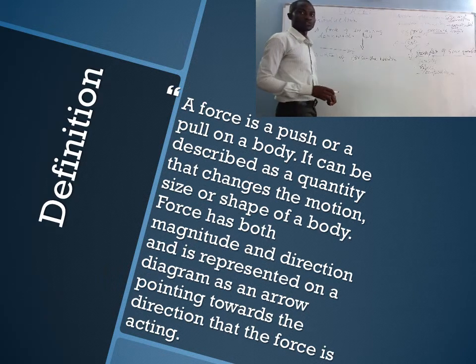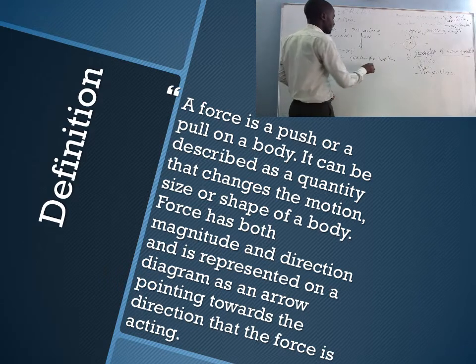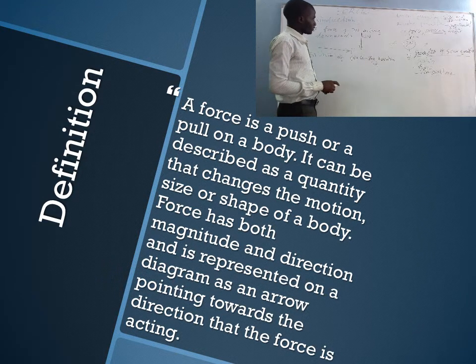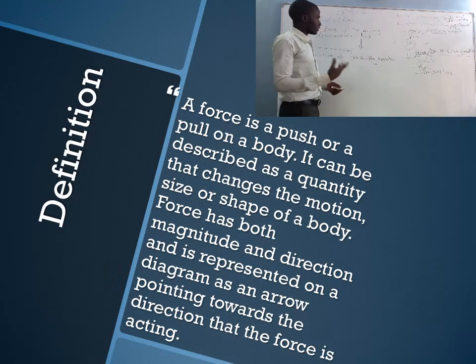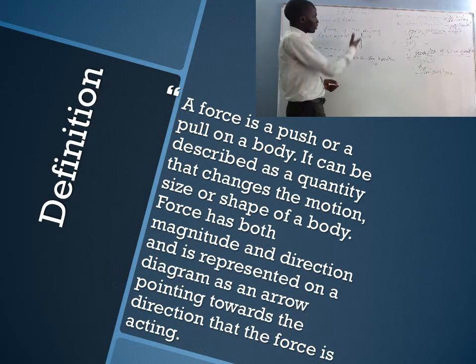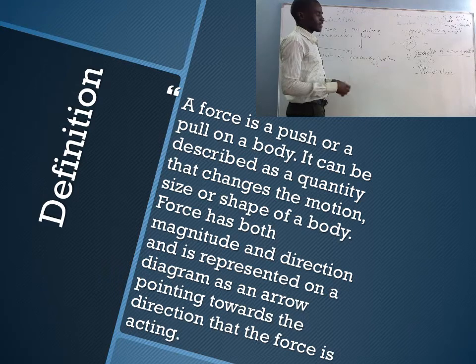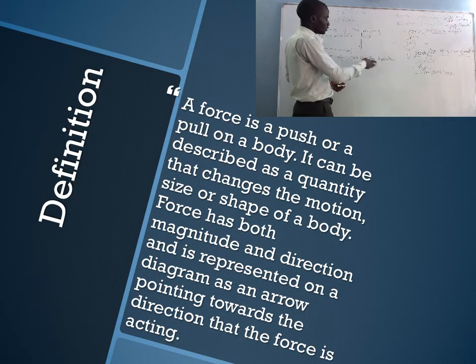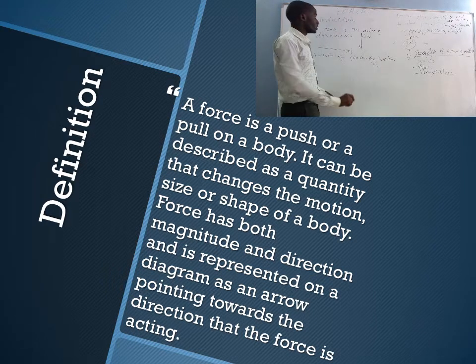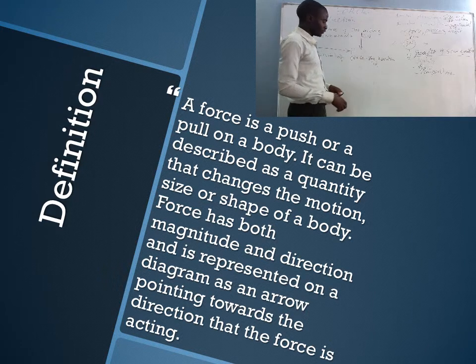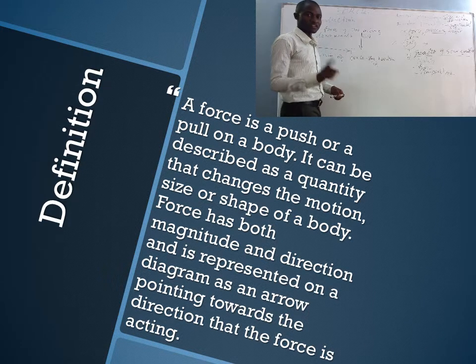The SI unit of force is the Newton, abbreviated as capital N. For example, 3 newtons, where a Newton here is the unit of measuring force. Although it can be converted, there are other multiples and sub-multiples of Newton. For example, we have the kilonewton. So therefore, you can convert from the Newton into kilonewton using the appropriate conversion factor.